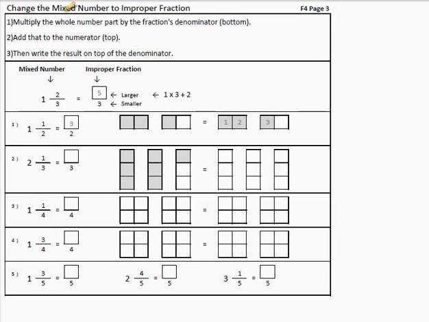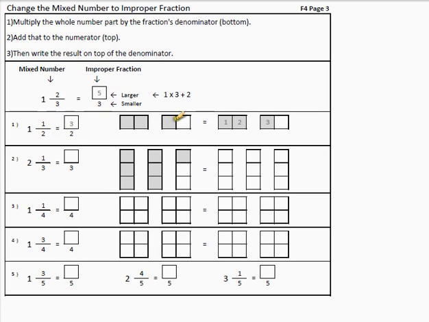Now change these mixed numbers to improper fractions. So we're going to do it the other way around. We have a mixed number, we want to make it a fraction. We don't want the whole number there anymore. So how would you work? The bottom number stays exactly the same. How are you going to work out the top number? You are going to say 1 times 3 plus 2. 1 times 3 is 3 plus the 2 gives you the 5 at the top.